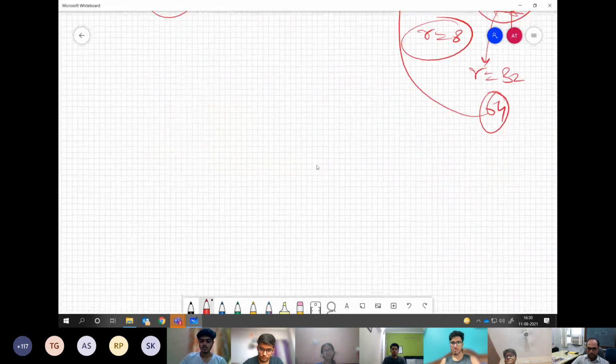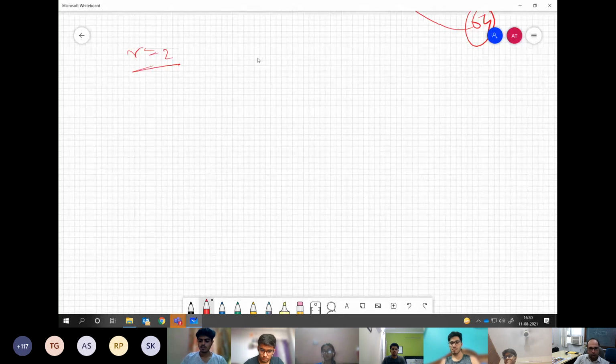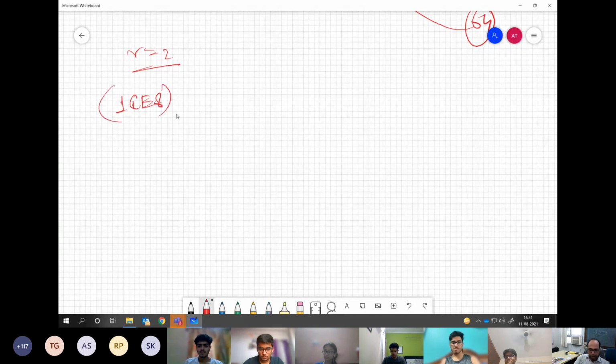Now again, same rule, whatever we have learned for r equal to 2 applies for all the other bases. Which means if let us say we have this number 1CE8, a hexadecimal number, and we want to convert it to decimal number system, how would we do?